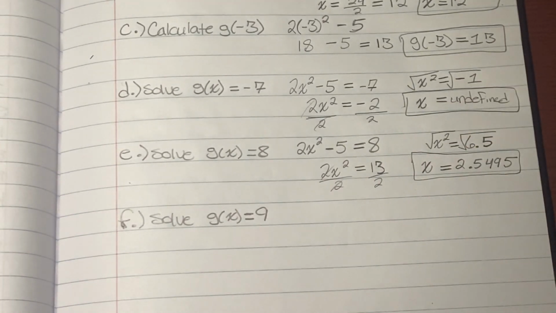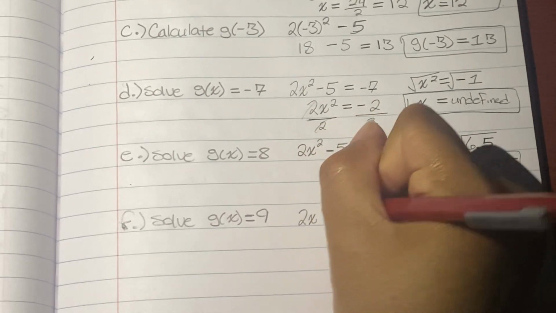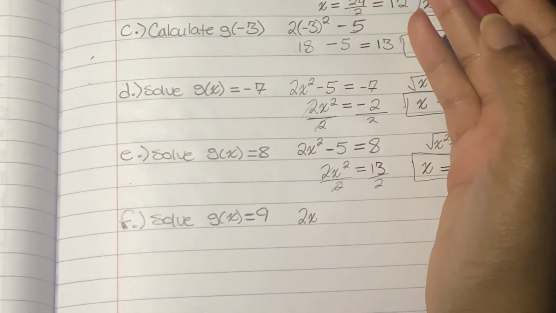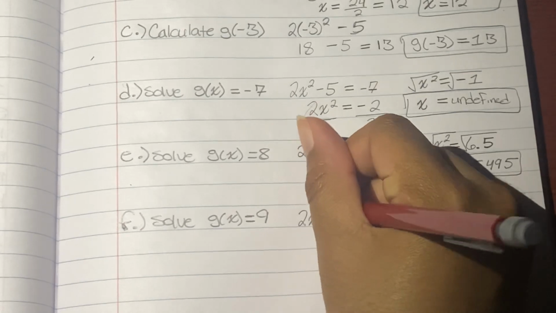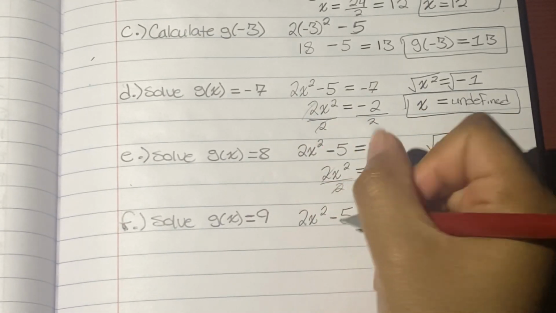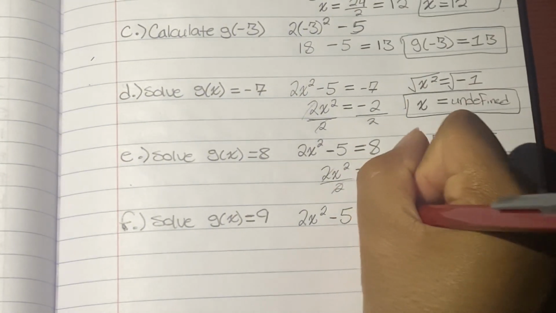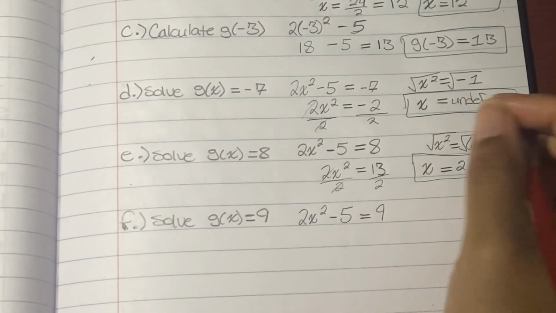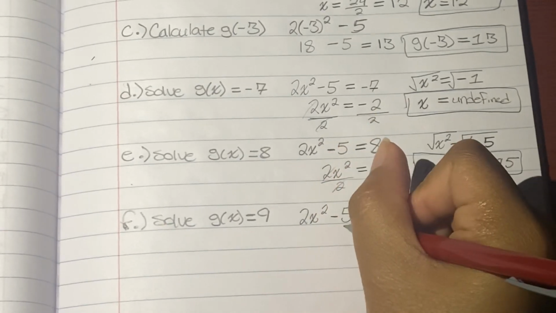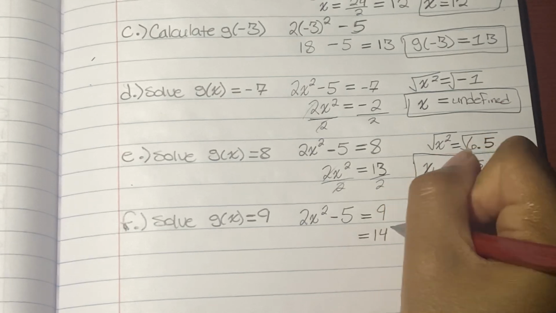Alright, and now for the last one, we have solve g of x equals 9. So it's another one like those two. Take g of x, leaving x in there, no substitution yet. That was g of x. I know you can't see it anymore because it was all the way up there. And we're going to set it equal to 9. By doing this, once again, add 5 to both sides. You get 14 over here.